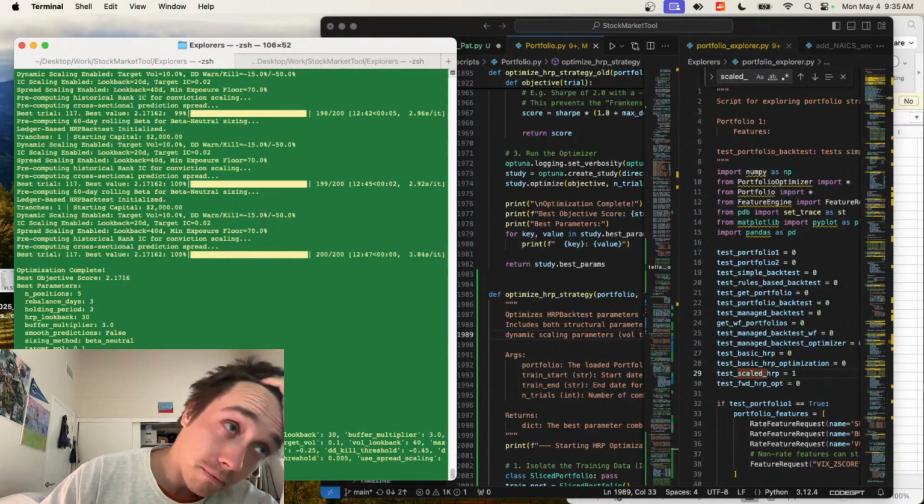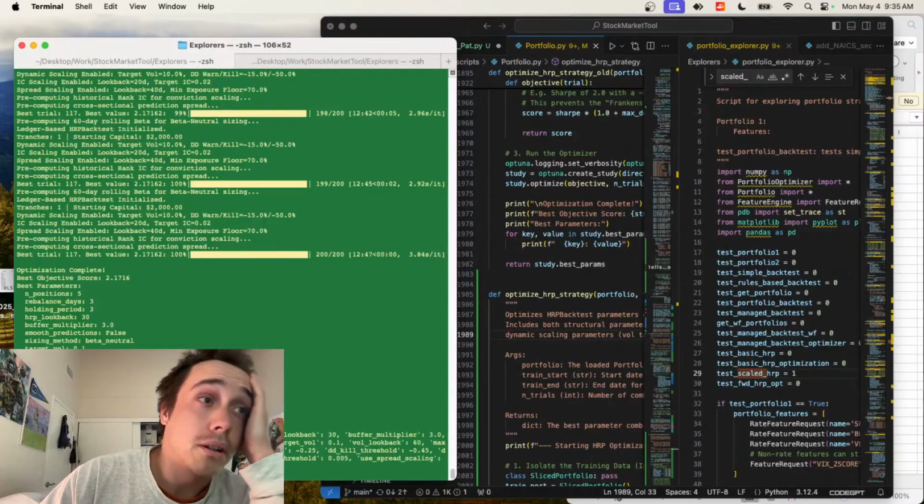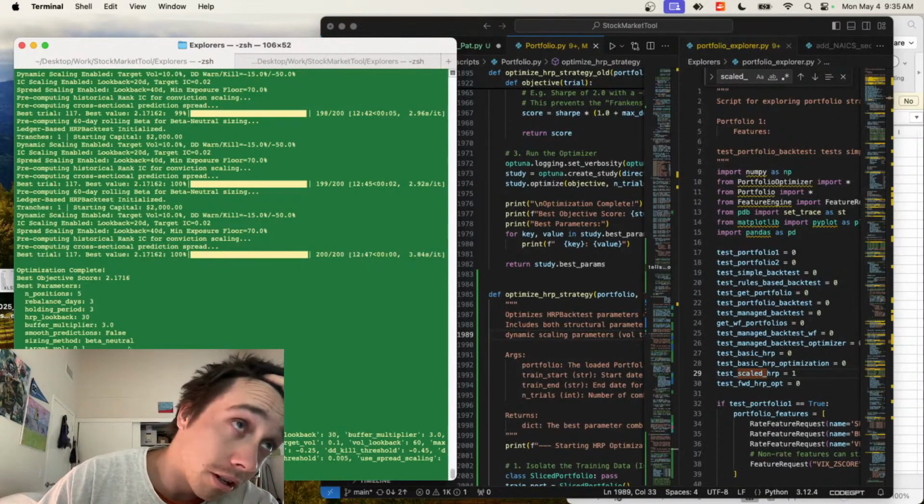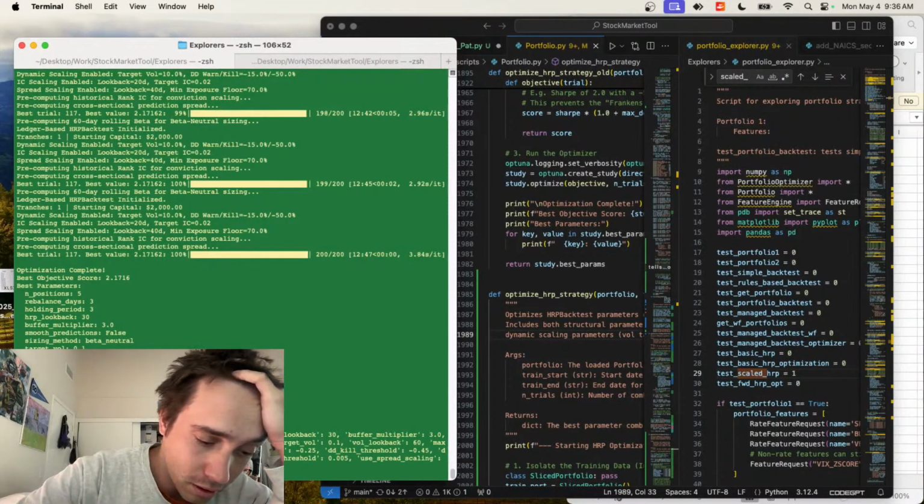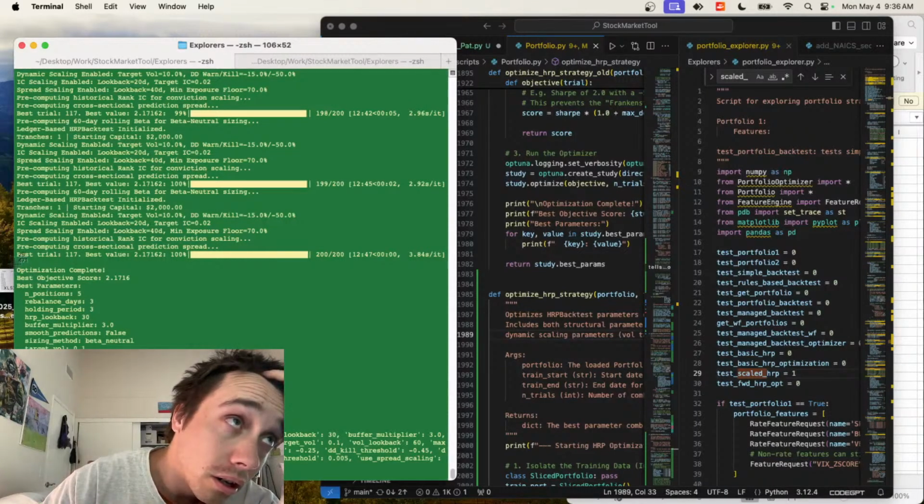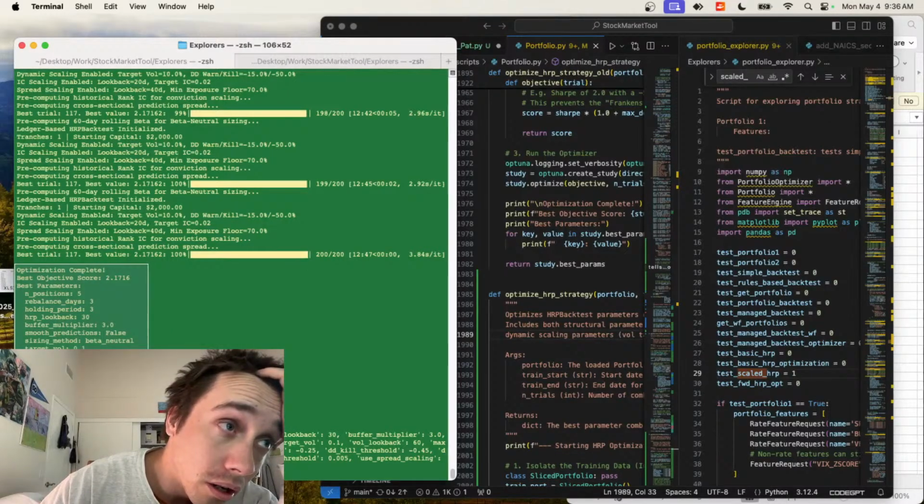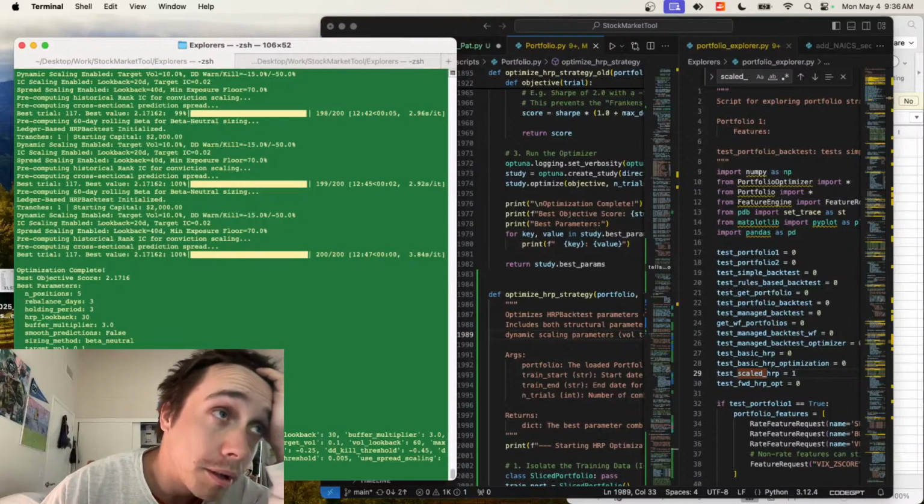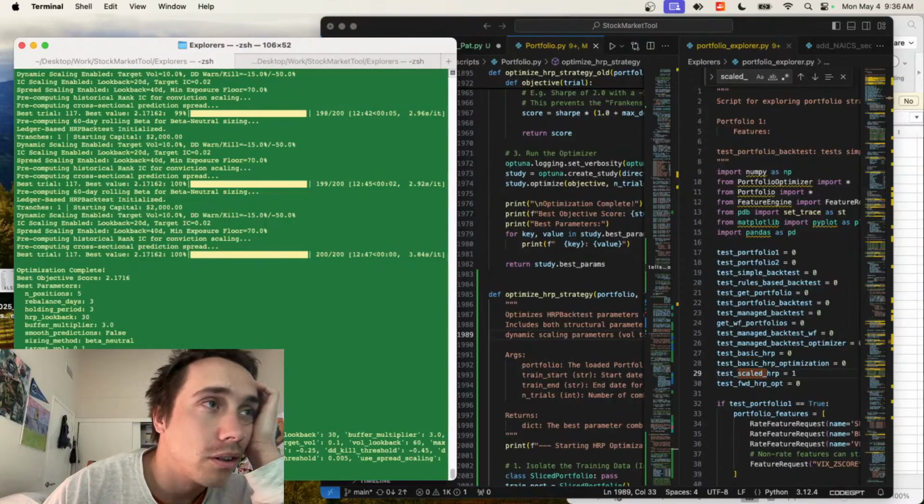Okay. Well, so what happened? Did we get a better value? 2.17. Again, significantly better. Man, this stuff's all over the place, though. No, it's in beta neutral. The only constant is 5 positions.